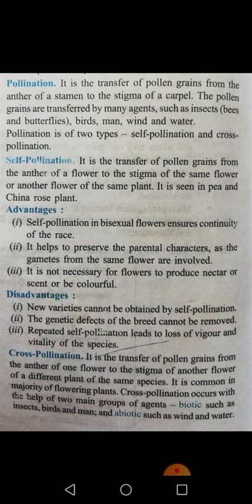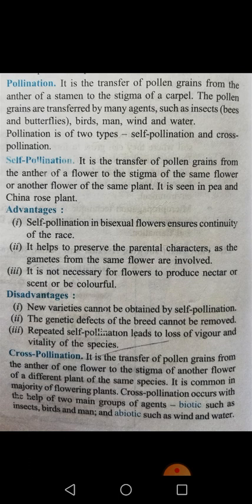It occurs mostly in pea or China rose plants. Now there are some advantages of self pollination and also some disadvantages of self pollination. I am going to discuss both of them. Self pollination in bisexual flowers ensures continuity of the race, meaning there are great chances of pollination.